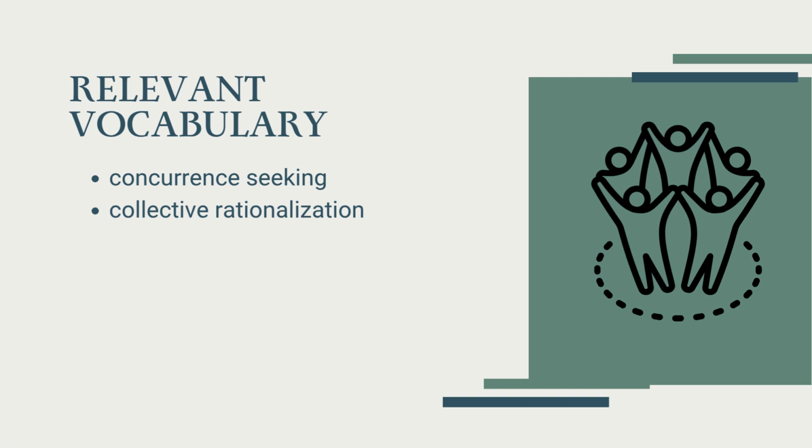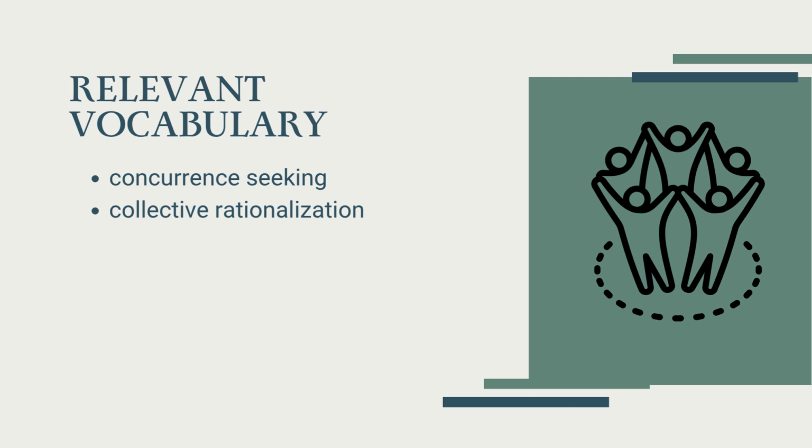We'll start with some relevant vocabulary. Concurrent seeking is about finding mutual agreement in problem-solving groups. Collective rationalization is when members of a group collectively decide to take information and find a way to make it fit their goals or beliefs.